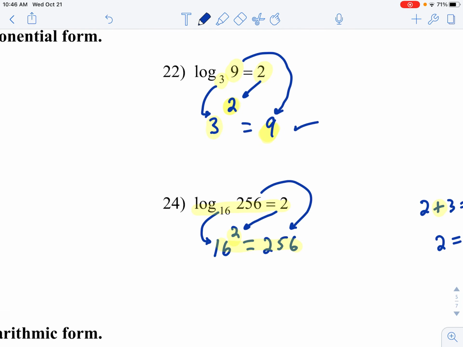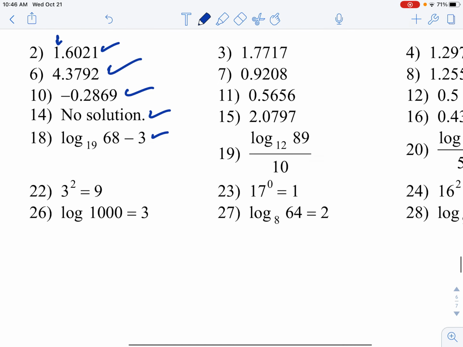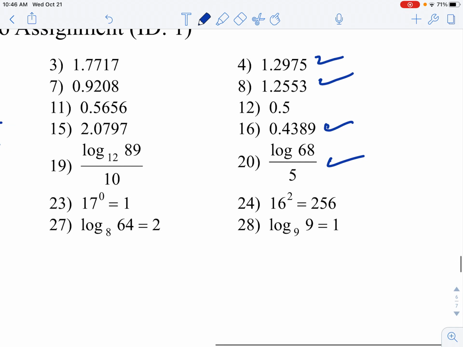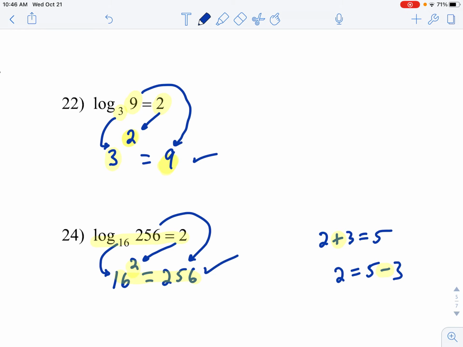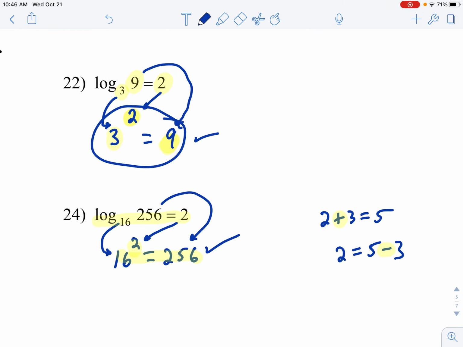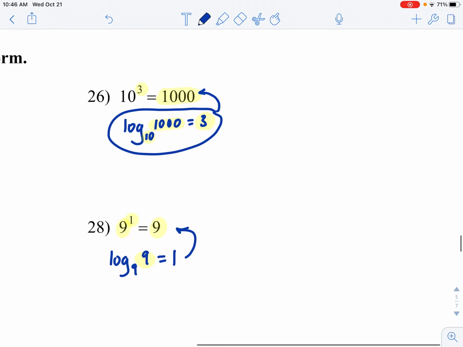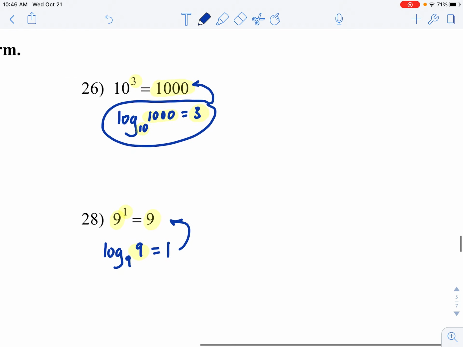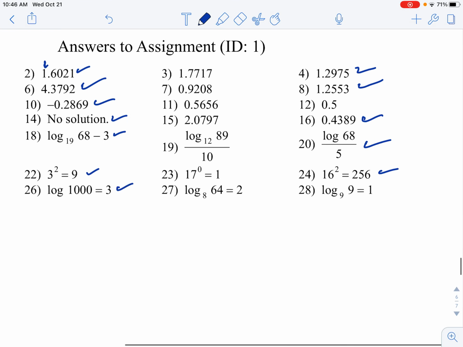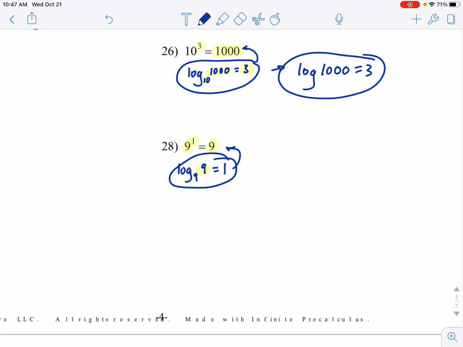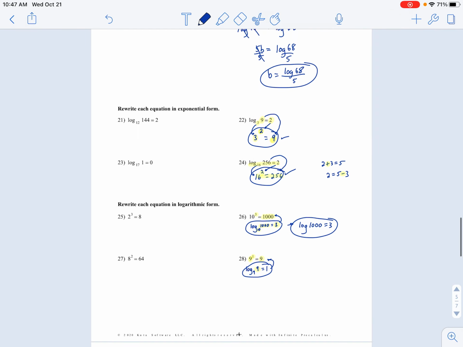So 22 should be 3 squared equals 9. 3 squared equals 9. 24, 16 to the second power equals 256. 16 to the second equals 256. So I better circle these answers. 24, log base 10 of 10,000 equals 3. Now I know that I could have written this as the common log of 1,000 equals 3. So let's check 26. Yeah, so they wrote it as a common log. 28, log base 9 of 9 equals 1. Okay, that's the whole thing.